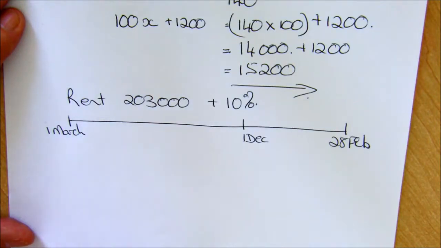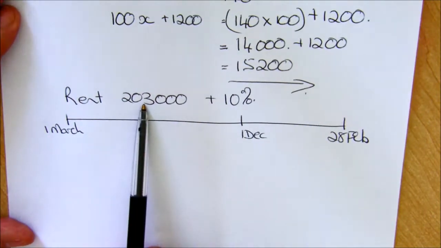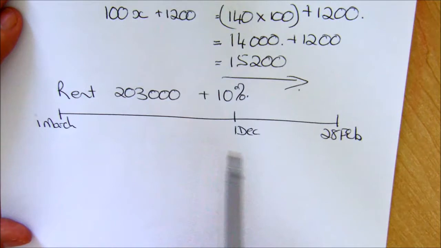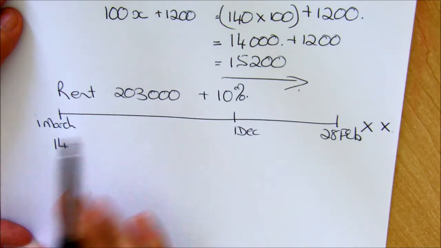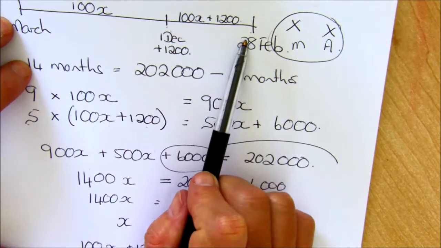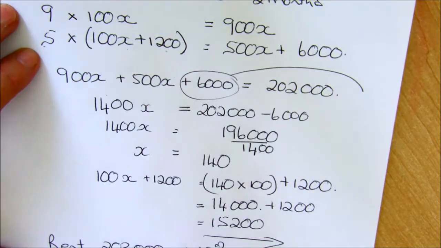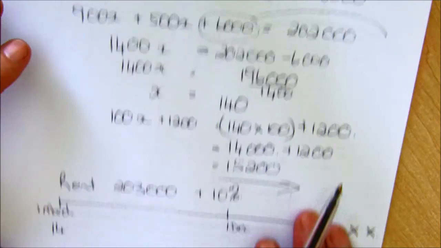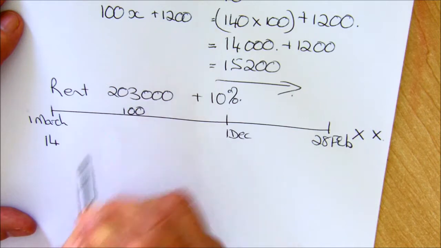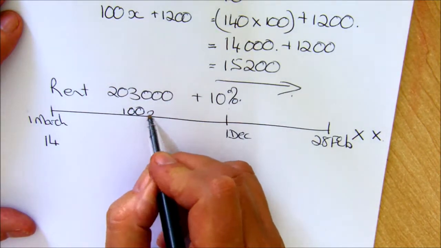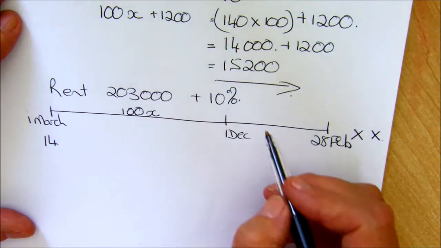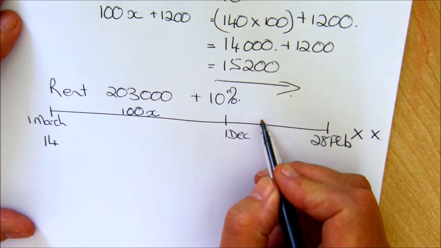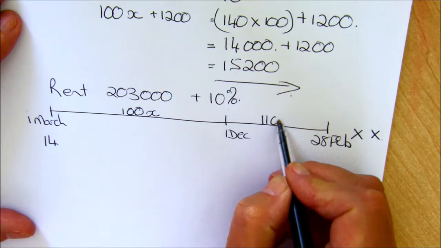So now let's look at another example. I've given you the rent has been paid for 203,000, and again March and April. So we still got 14 months rent. But this time, instead of saying it increased by 1,200, it says it increased by 10%. Same principle. We start at 100. But now there's an unknown here, so I'm using the unknown, 100 x's. It then went up by 10%, so it's gone up to 110 x's.